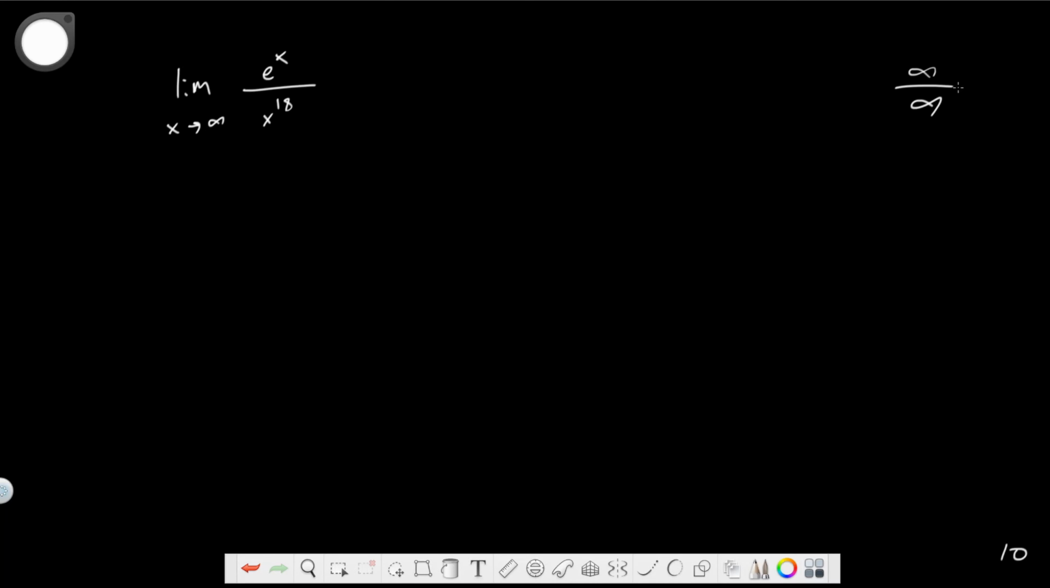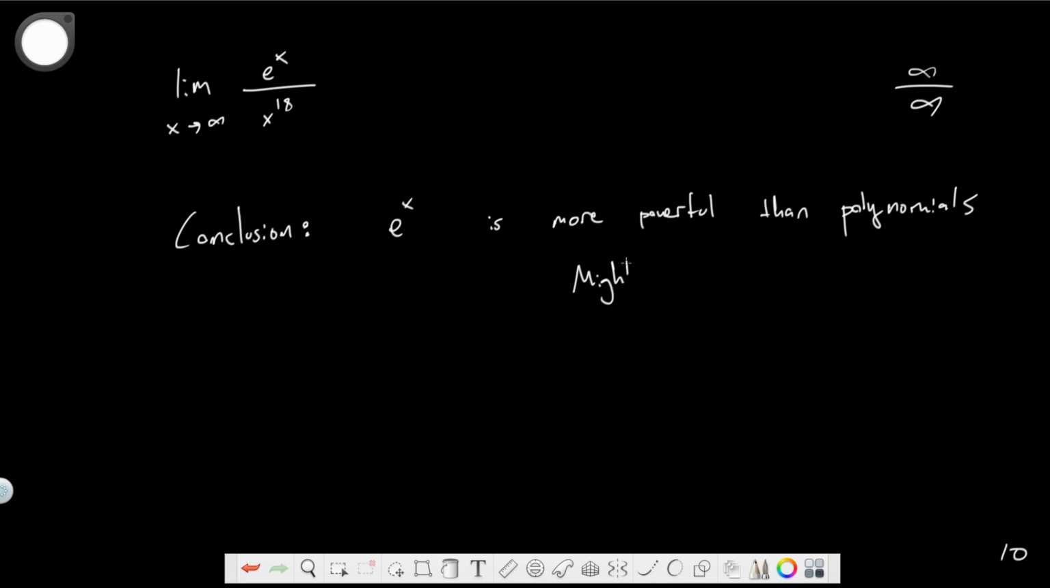E to the x is more powerful than polynomials. E to the x is mightier than polynomials. Well, what happens when e to the x goes up against another e to the x of a similar form? Let's look at another one.